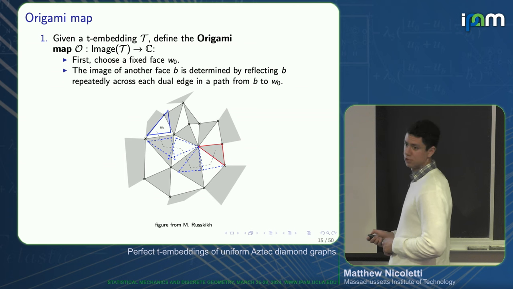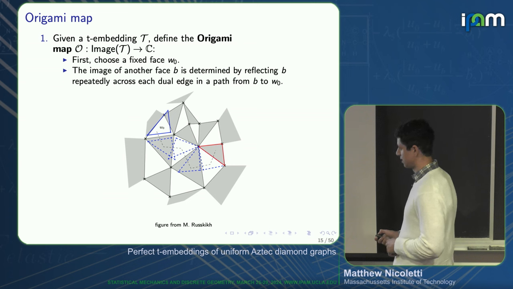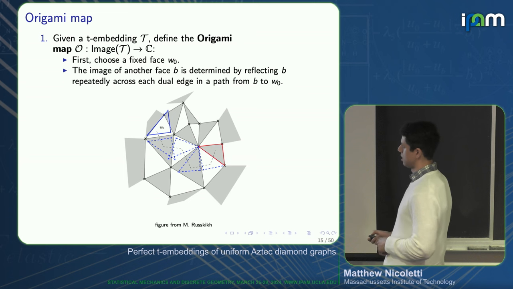And then to define its value at another face, I pick a path in the primal graph, which is the dual of this picture. I pick a path from this face to the reference face, and I reflect this face across each edge that I cross in the path. So I apply that sequence of reflections, and it maps this face isometrically to some copy of itself over here.